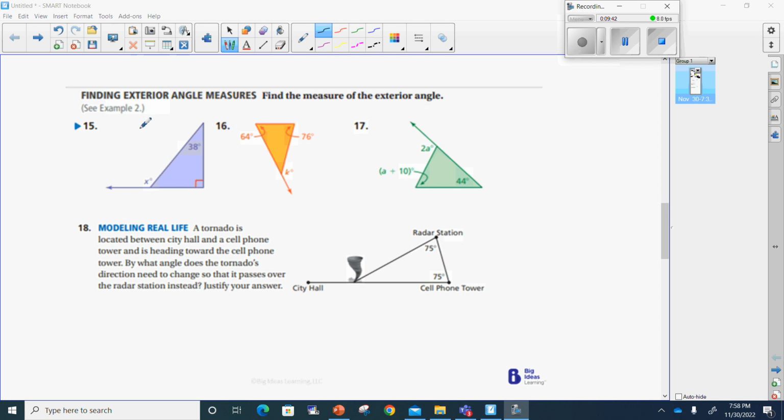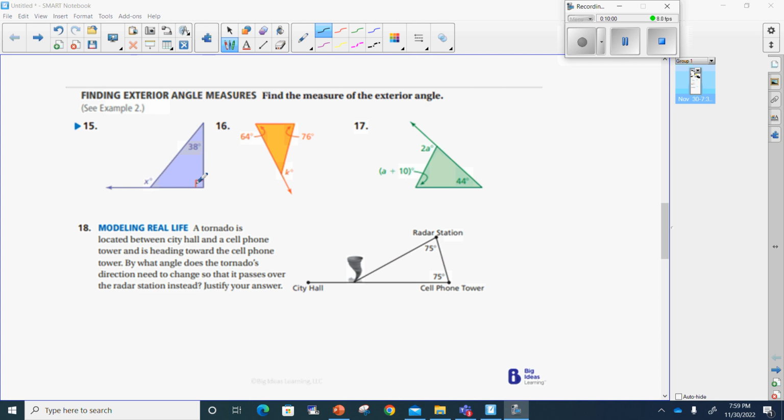All right, number 15 says we're going to find the measure of an exterior angle. This is pretty easy. Exterior angle measures are always going to equal the sum of the other two angles. And here's why.